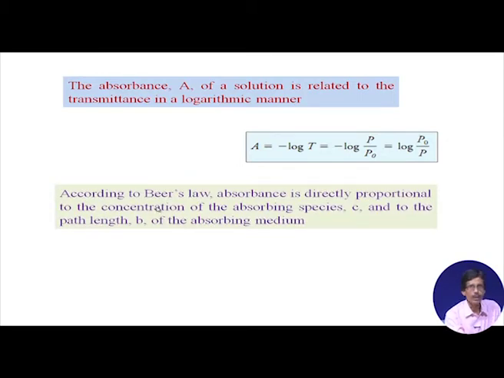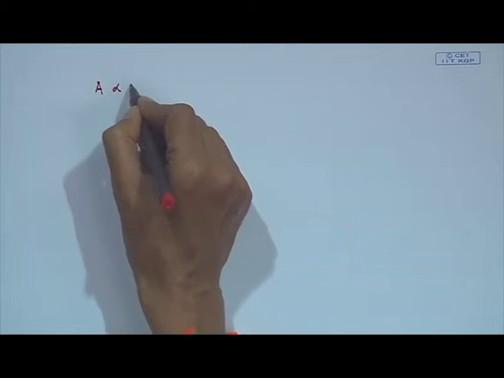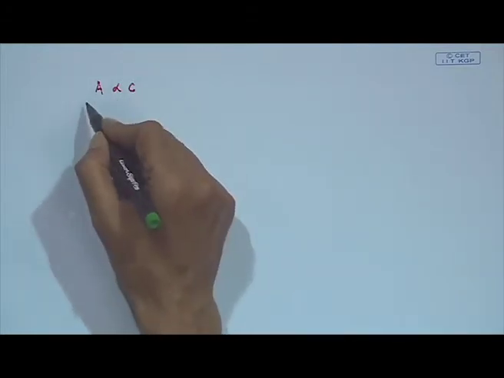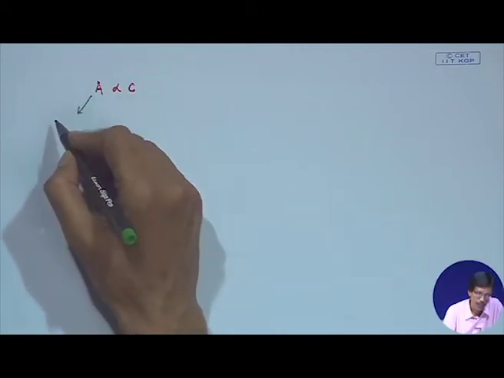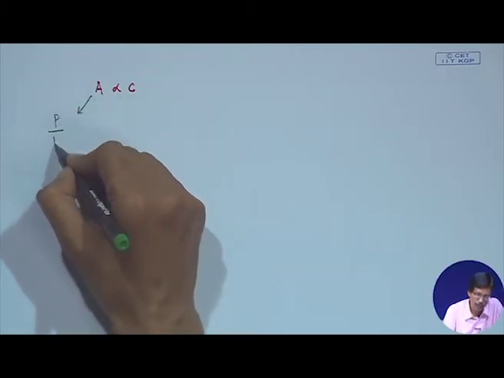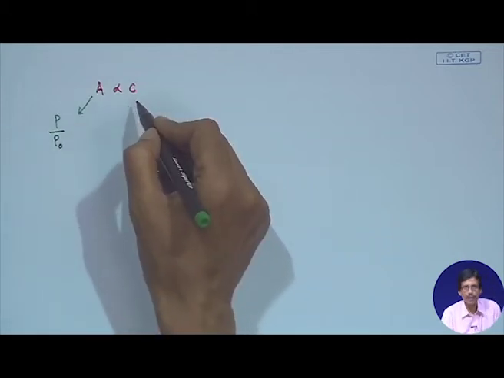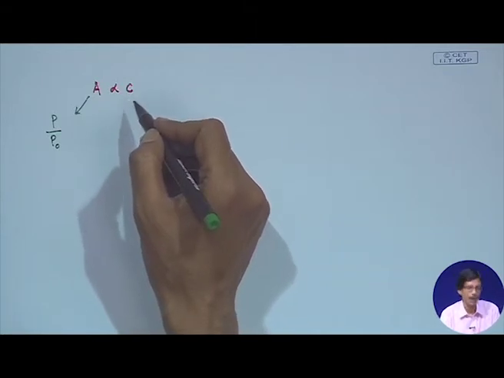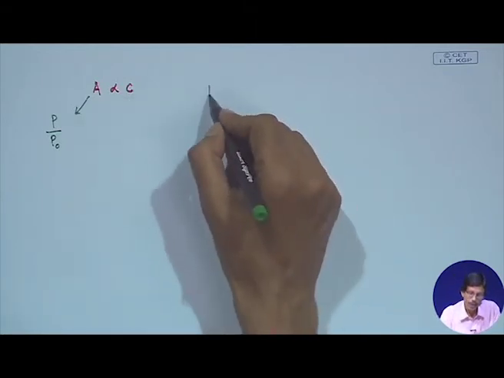Then we will consider the dependence, that means how we know that this particular A value will be proportional to the concentration of the solution. That is very important. How do I know that? We are talking about the relationship of this A with, say, P by P0. Now, we are bringing in another parameter which is directly related to the concentration of the solution, which is responsible for giving you the color. So, we will take the help of Beer's law.